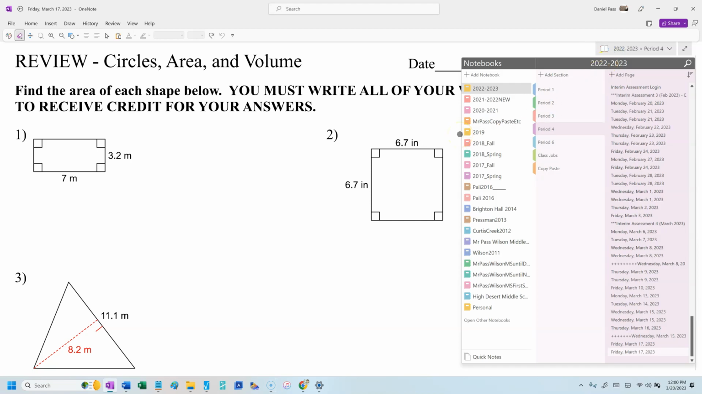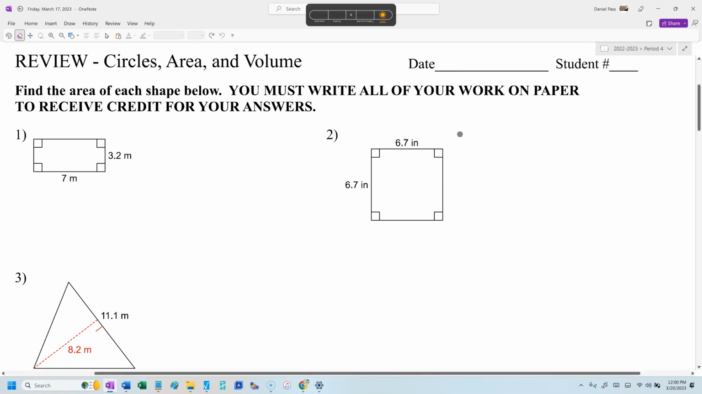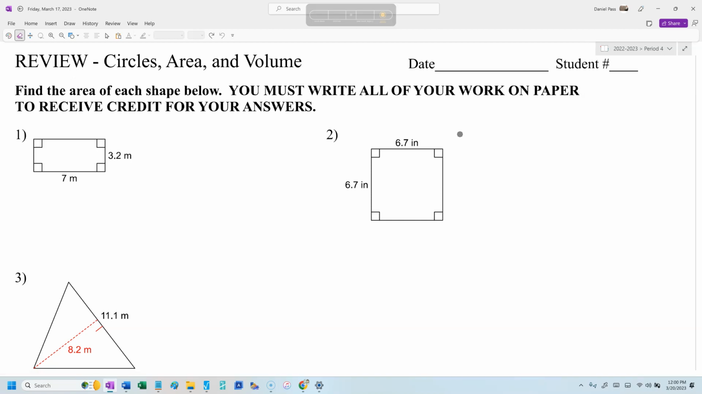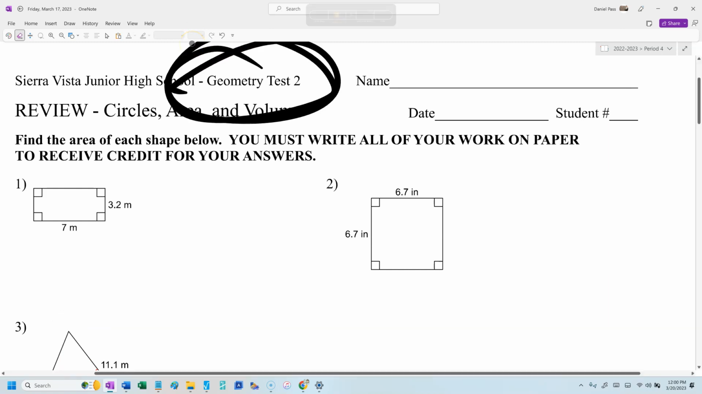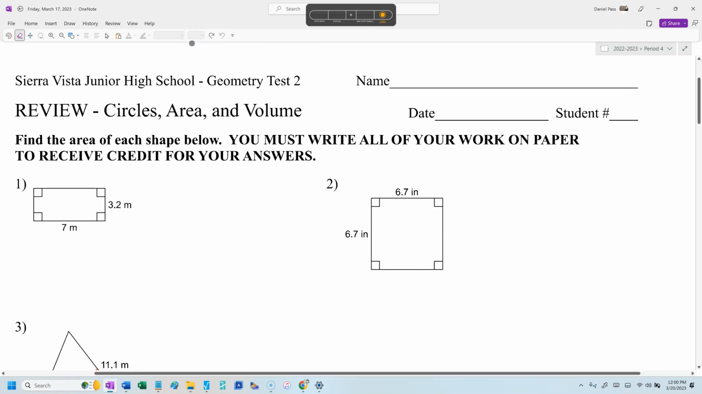So, we're doing our review for our test. Now remember, we're probably only going to have one test because we're going to spend a lot of time preparing for the state test this fourth quarter. So this is going to be our only test.